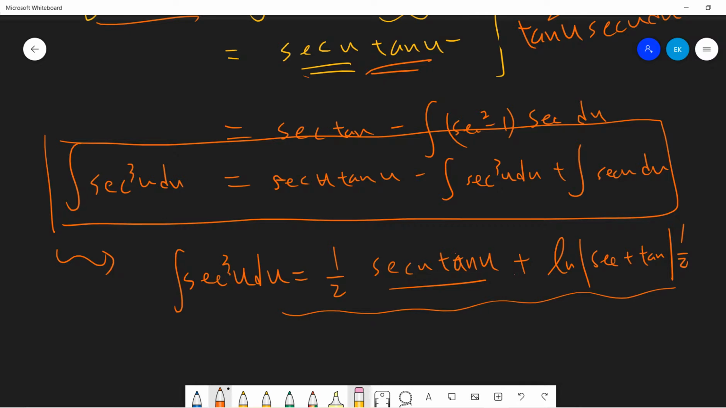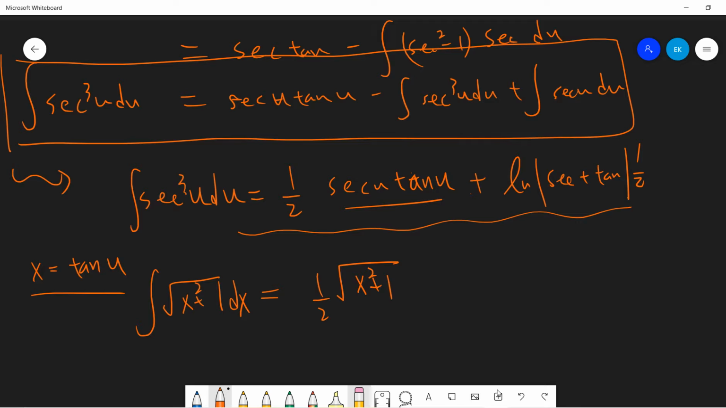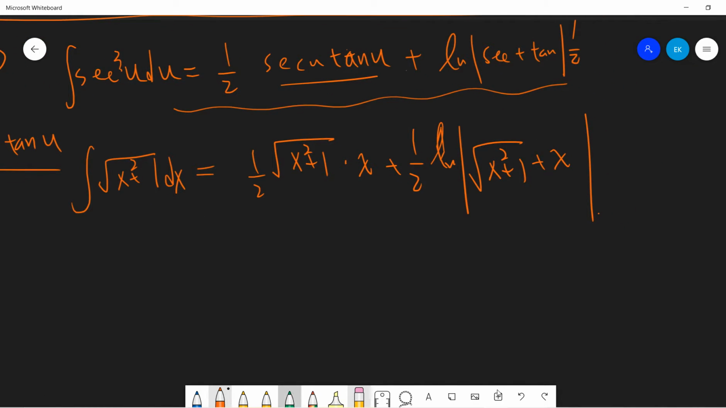But this is not the answer, right? Since there's no u. Originally we defined x equals tangent u. So let's write down the answer. The integral of the square root of x squared plus 1 dx will be half times x times the square root of x squared plus 1, which is secant, and tangent is x, plus a half log of the square root of x squared plus 1 plus x. Tangent will be x, right? So very funny. This is the answer.